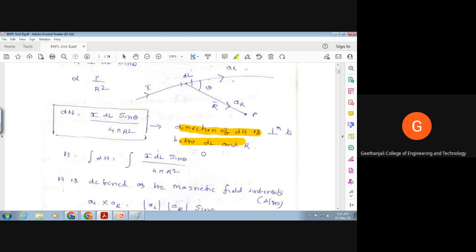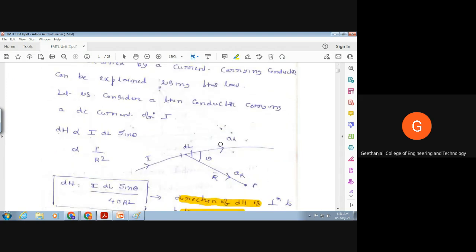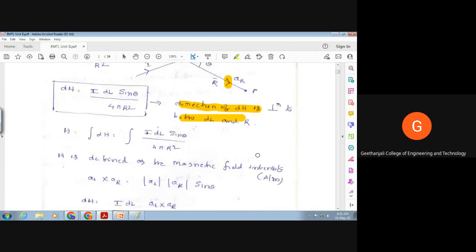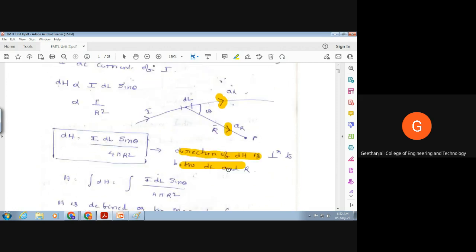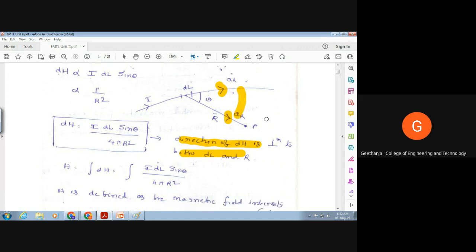Suppose I want to combine the magnitude and the direction using a single expression. If I define a unit vector aL along the direction of the current, and aR is a unit vector directed from dl to point P, always towards point P. What is aL cross aR? aL cross aR is equal to magnitude of aL into magnitude of aR into sin theta. So its value is sin theta. What is the direction of aL cross aR? Turn the screw from aL to aR. So this is nothing but the direction of dH.